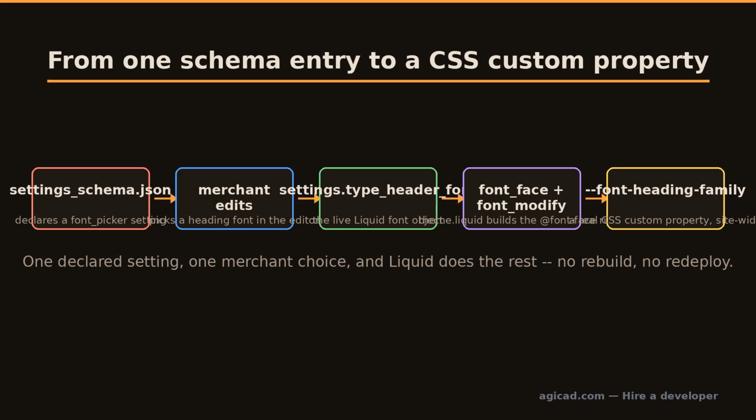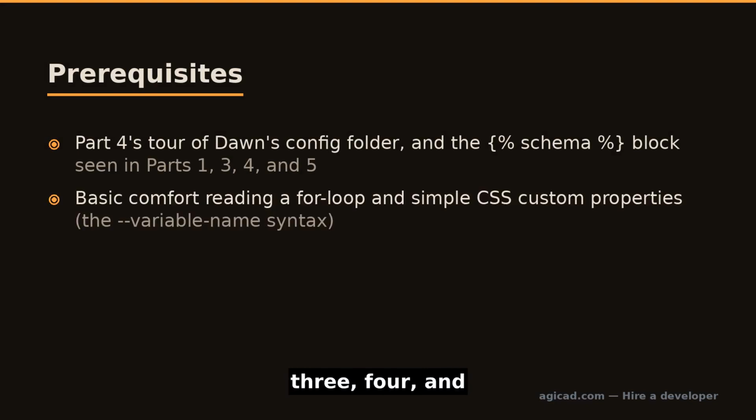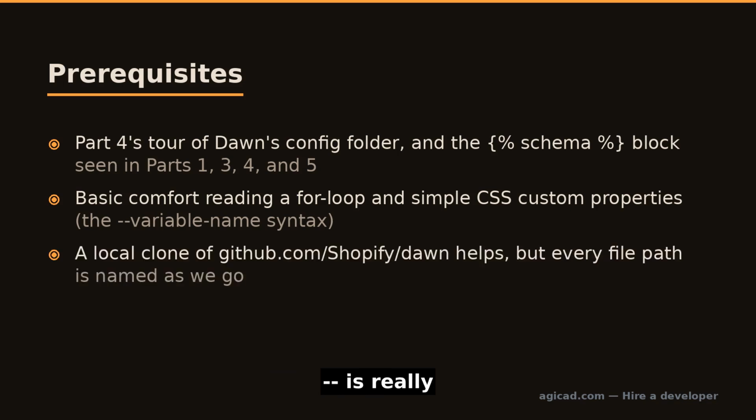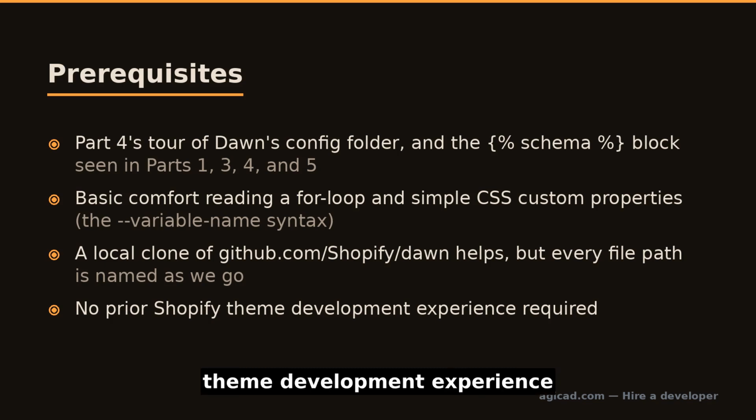A short prerequisites list again. Part 4's tour of Dawn's config folder, plus the schema block we've now seen in parts 1, 3, 4, and 5, all apply directly today. Basic comfort reading a for loop, and simple CSS custom properties. The --variable-name syntax is really all you need. A local clone of Dawn helps if you want to follow file by file, but every path is named as we go, so it isn't required. And no prior Shopify theme development experience is needed at all.